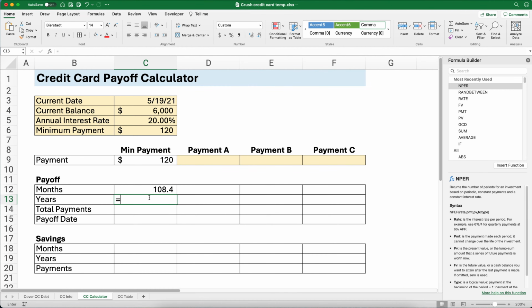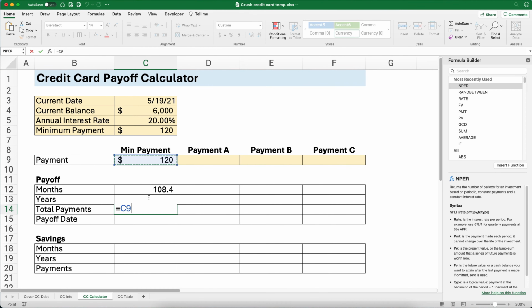Well, how many would that be in years? 108 divided by 12. We're talking about 9 years. So if you have a $6,000 credit card balance with 20% and you're making minimum payments of $120, you make that every month right on time, it's still going to take you 9 years to pay off that credit card. Ouch. So what's our total payments going to be?